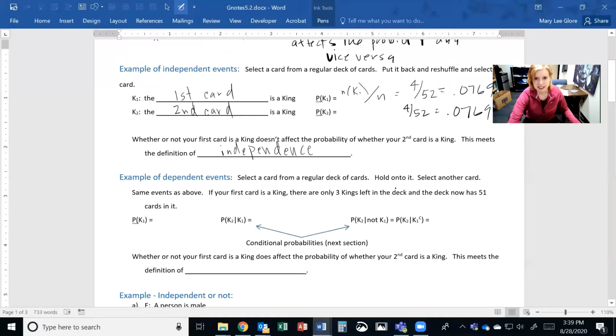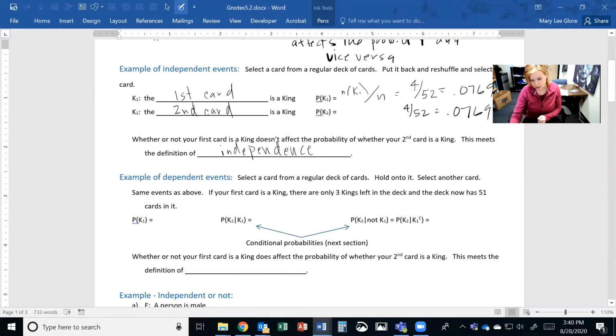Here's an example of dependent events. All right, so I'm going to have the same type of example. I've got my cards, shuffle them up, and pick a card. K1 is still going to be that the first card is a king. But here's the deal. On this experiment, I'm going to take that king and put it down.